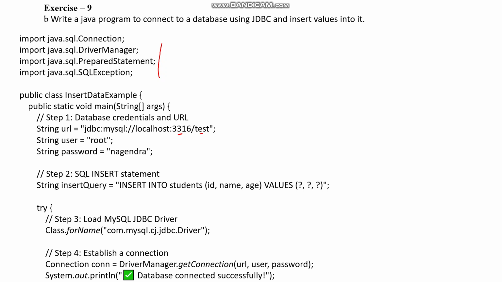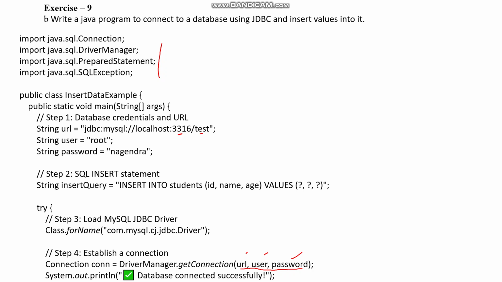Next, come to the third step. Load the MySQL JDBC driver: Class.forName("com.mysql.cj.jdbc.Driver"). First of all, load the JDBC driver. After that we have to establish the connection. To do the connection: con = DriverManager.getConnection. For this getConnection method we have to pass 3 parameters. The first one is the URL, the second one is the username, and the third one is the password.